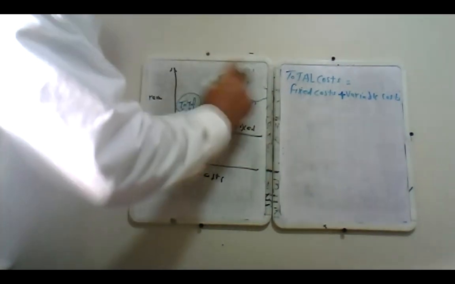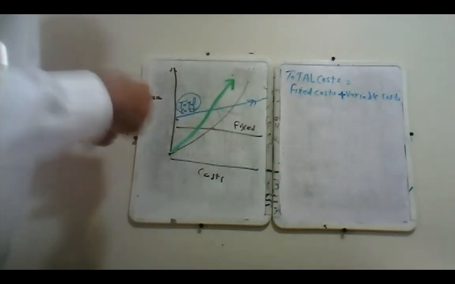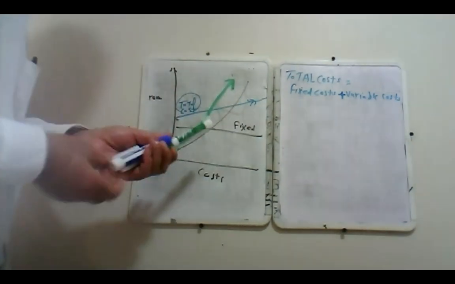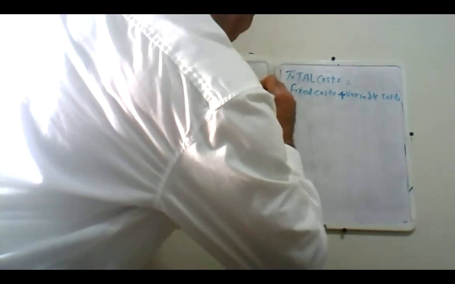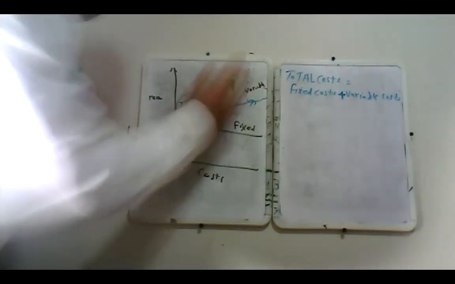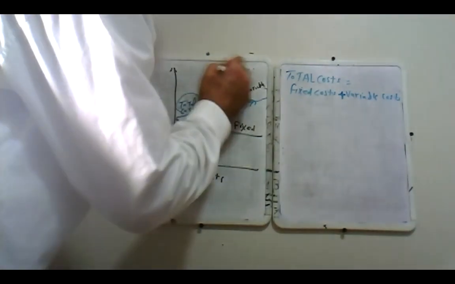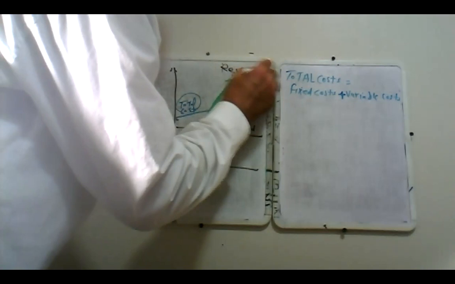Now this is the variable down here. This is the variable cost. Now this is the revenues. The green one is the revenue.